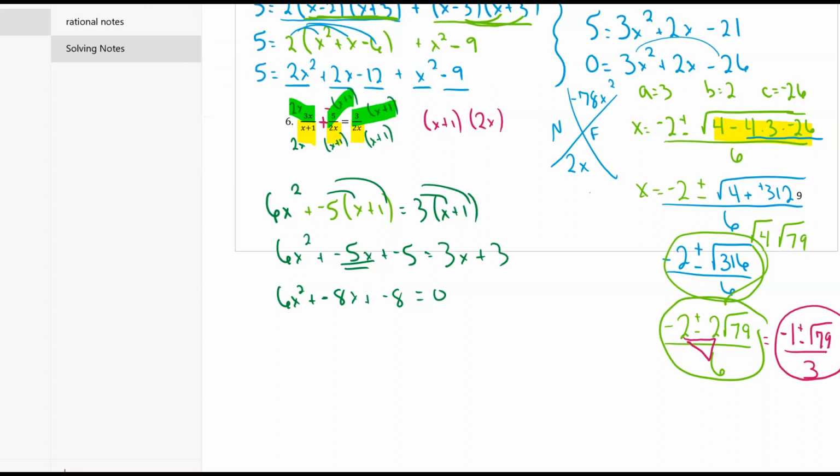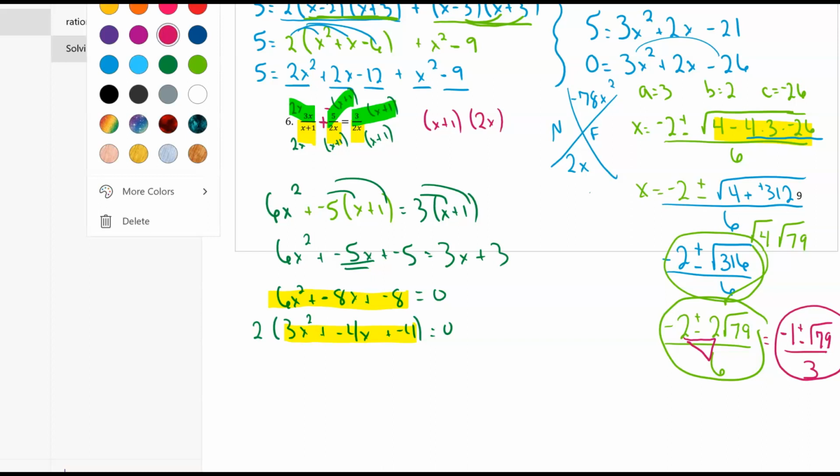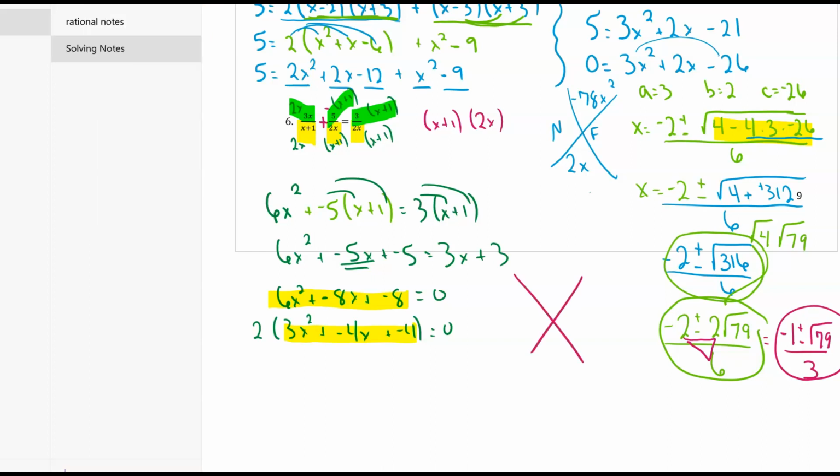So the first thing I'm going to do is look for a GCF. There is one. I'm going to take a 2 out of all of these, and once I take that 2 out, I'll have the 2, and then 3x squared, negative 4x, and negative 4. And so now what I'm going to do is try to factor this. I'm going to look for factors of negative 12x squared that get me to negative 4x. And those factors are going to be a 6x and a 2x, with the 6 being negative. And now I'm going to factor.